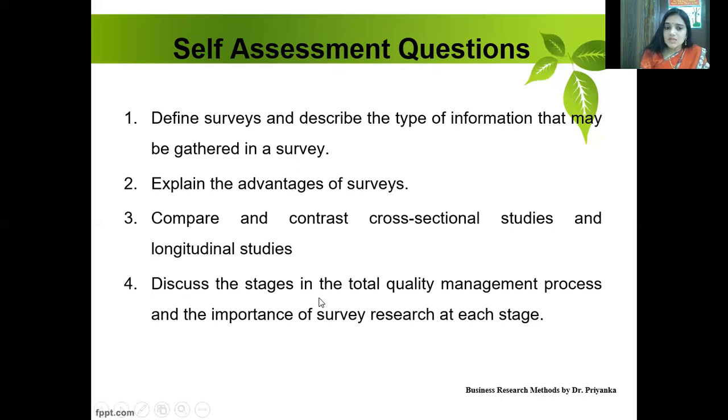Last is, discuss the stages in the total quality management process and the importance of survey research at each stage. There are four stages of total quality management process. Number one, commitment and exploration stage, benchmarking stage, then quality improvement stage, and continuous quality improvement stage. Right? You can take one activity, and on the basis of that, you can give examples of all four stages. That's it. Thank you.